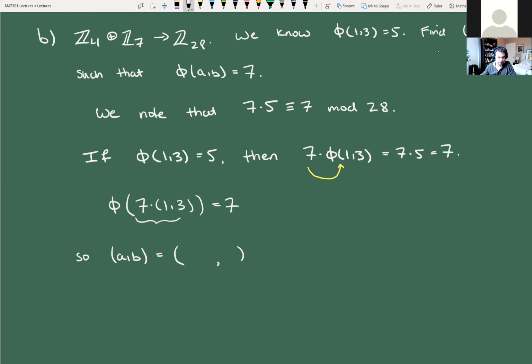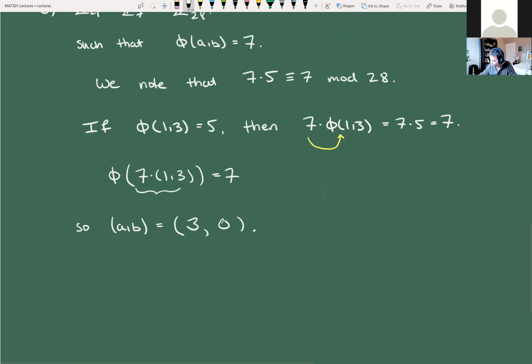Oh, come on. You all know this, right? So it's going to be 7 comma 21. 7 mod 4 is 3. 21 mod 7 is 0. Right? Just like that. Easy peasy. Not too hard.